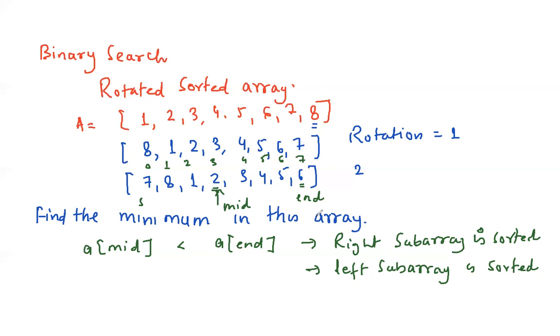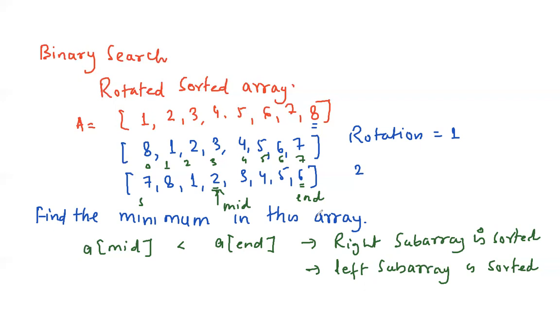My right sub array is a sorted one, right? Like 4 to 8 is increasing order. So my minimum would be the left side only. So if the right sub array is sorted, you go onto the left hand side. You don't even check if the left hand side is sorted or not. If the right hand side is not sorted, then you go to the right hand side, else you always go onto the left hand side.